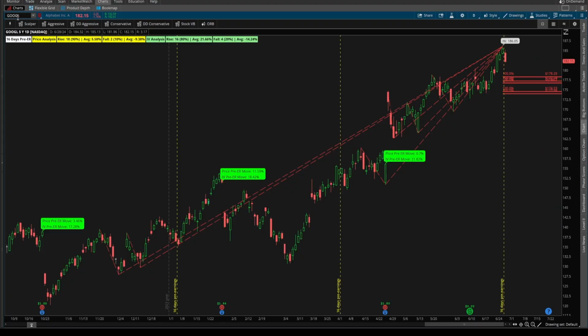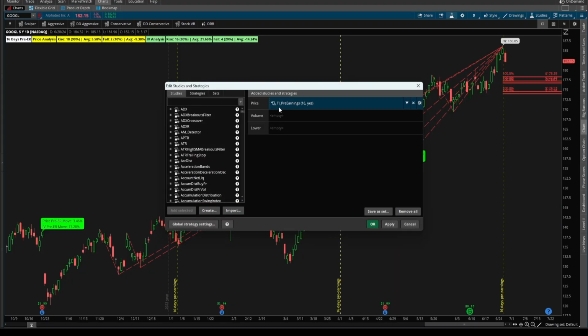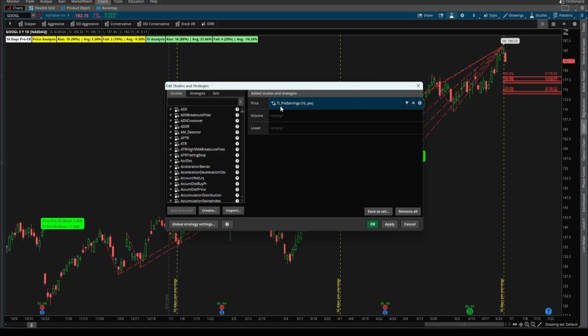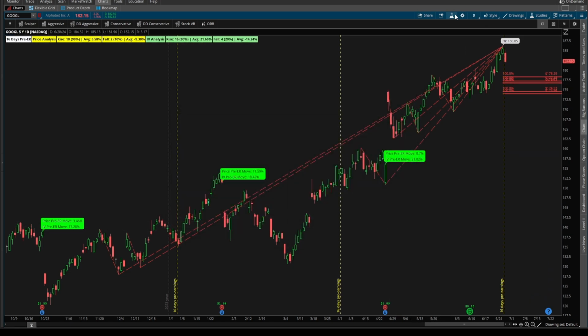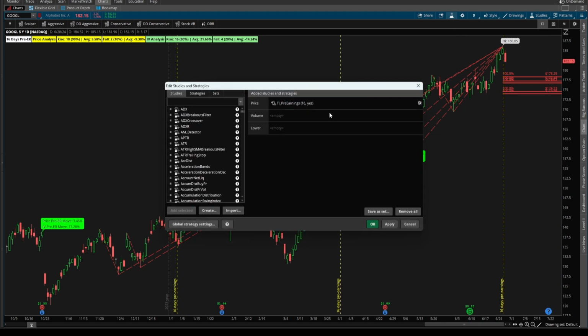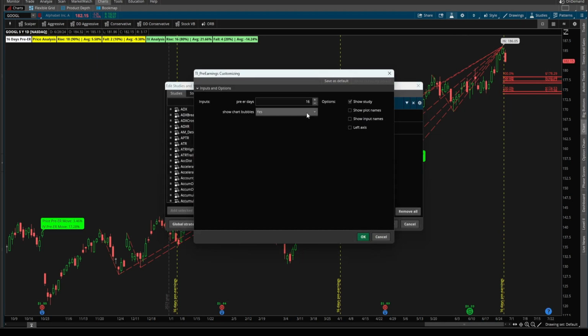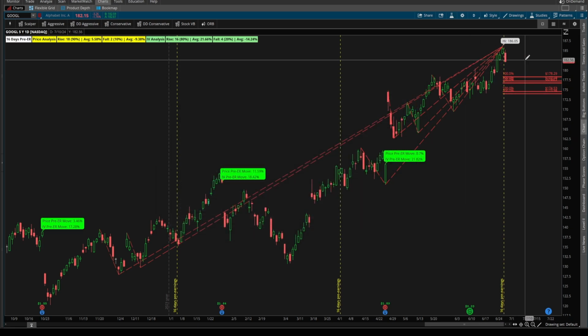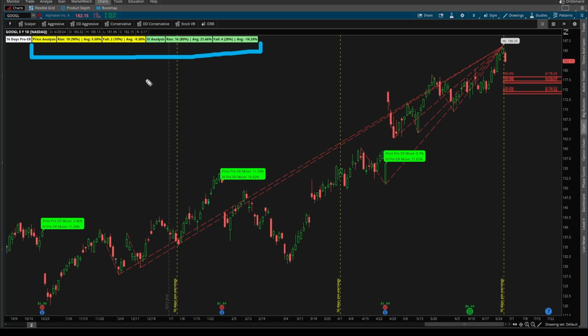I'll come into our charts, and I've loaded in our pre-earnings indicator. For all Volatility Box members, the pre-earnings indicator is included for free with your Volatility Box membership. Now, to our pre-earnings indicator, I've seen that earnings for Google is on July 23rd, so I've set our days back to 16, and these are calendar days, to take us to 1 day prior to the current bar. Now that gives us some data on our charts that we can use to get a feel for how does Google tend to perform into earnings.